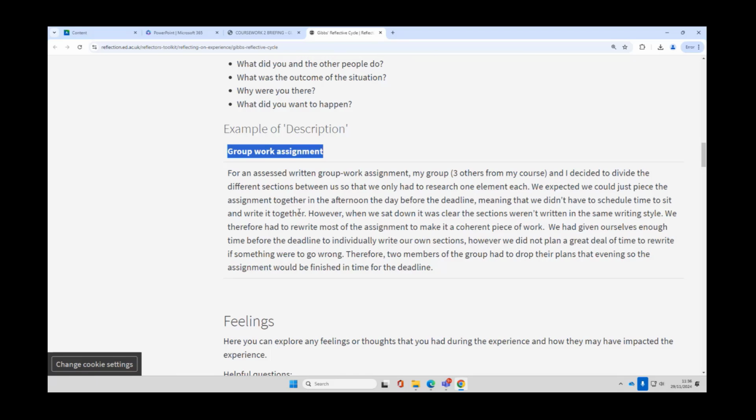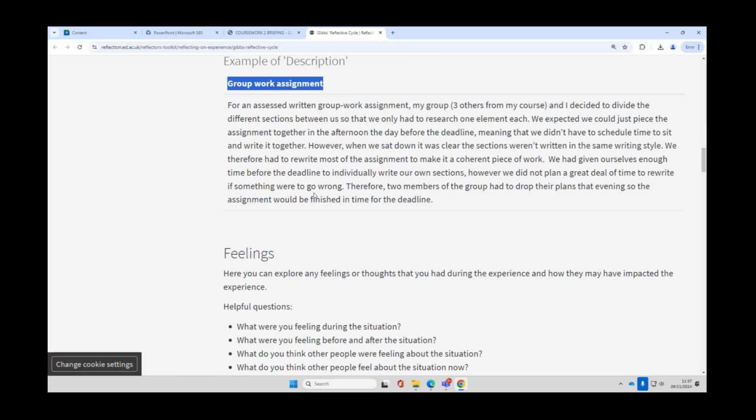We had given ourselves enough time before the deadline to individually write our own sections. However, we did not plan a great deal of time to rewrite if something were to go wrong. Therefore, two members of the group had to drop their plans that evening so the assignment would be finished in time for the deadline. That describes a good situation there. But think about it: nobody mentioned that so-and-so student never replied to my emails, or that I kept contacting the student but they never responded. They're talking about it as a collective. What is the description of the event in the most objective manner?